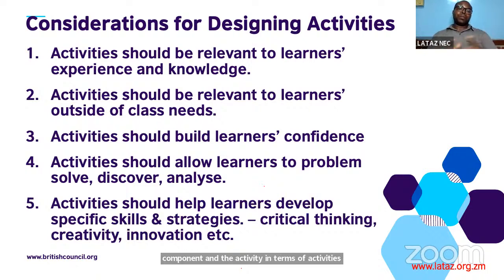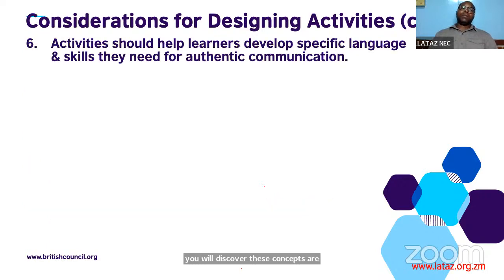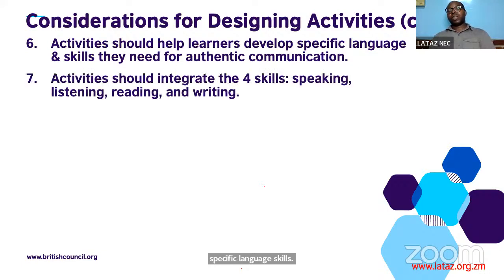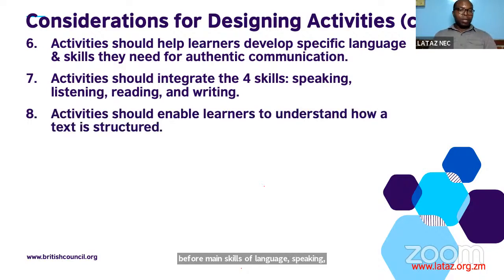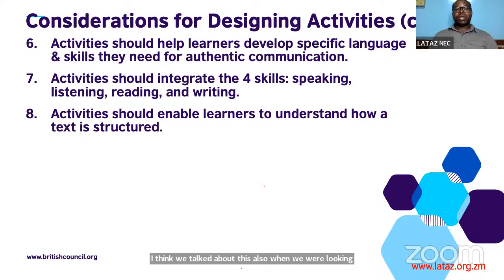Okay, then activities should help the learners develop specific skills and strategies, such as critical thinking. We go back to Bloom's taxonomy and the new curriculum. You discover these concepts are quite often used. Okay, activities must develop specific language skills. Again, the need for authentic communication. Make sure they integrate the four main skills of language: speaking, listening, reading, and writing. I think we talked about this also when we were looking at the principles of competence-based language teaching.